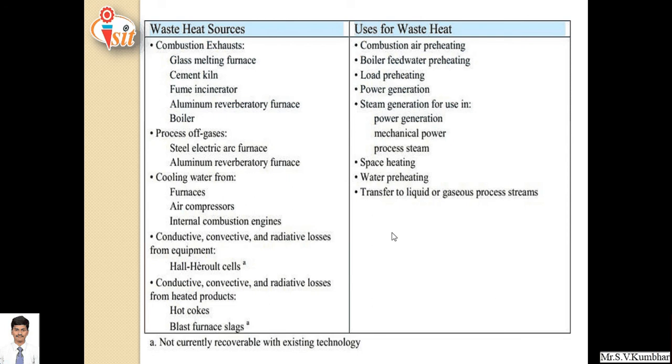These are the different waste heat sources: combustion exhaust, process gases, cooling water from furnaces, air compressors and internal combustion engines, conductive, convective and radiative losses from equipment, and conductive, convective, radiative losses from heated products like hot coke and blast furnaces. Waste heat energy can be used for combustion air preheating, boiler feed water preheating, load preheating, power generation, steam generation, space heating, water preheating, and transfer to liquid or gaseous process streams.